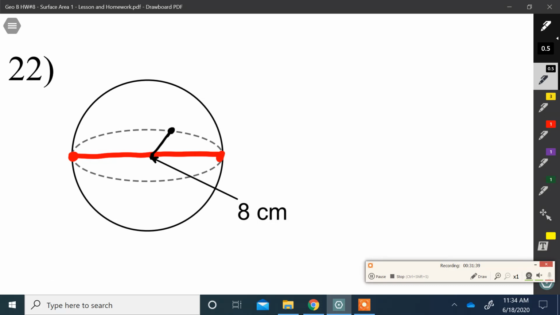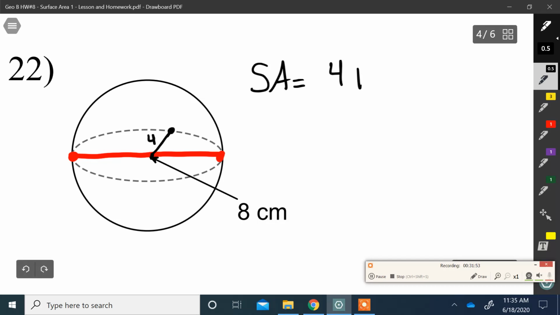The radius in this case should be 4. Remember, the diameter is twice as big as the radius. So the formula for surface area is, once again, 4 pi r squared. Okay, so 4 times 4 squared is going to be 16.